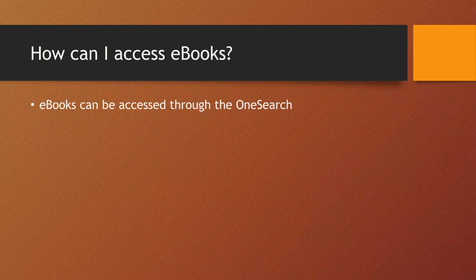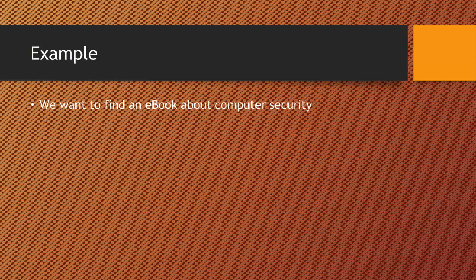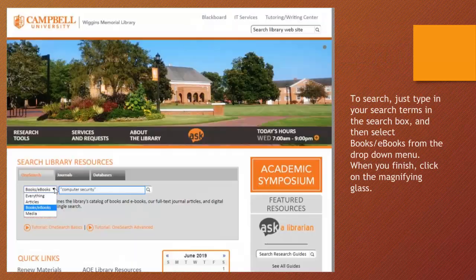How can I access ebooks? Ebooks can be accessed through the OneSearch. For example, we want to find an ebook about computer security. To search, just type in your search terms in a search box, and then select Books/eBooks from the drop-down menu. When you finish, click on the magnifying glass.